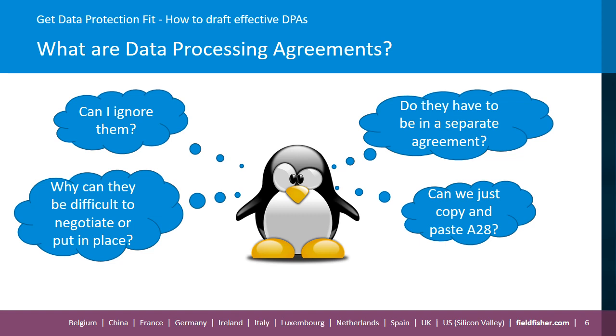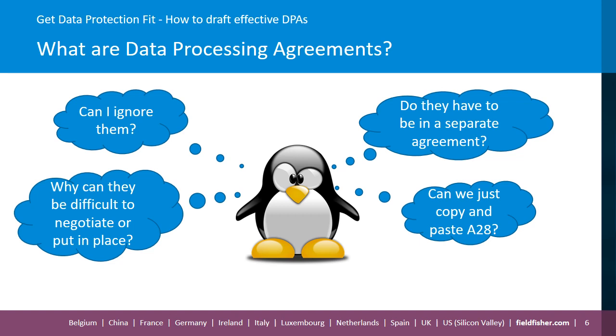So now, can we just have a copy and paste of this Article 28 that's set out in the GDPR in order to tick the box for the data processing agreements? Again, this is a no. It has been made very clear by the European Data Protection Board, and in my view, this is a position that the ICO, the UK regulator, is likely to support. Just a mere copy and paste or a restatement of Article 28 is not going to be appropriate.